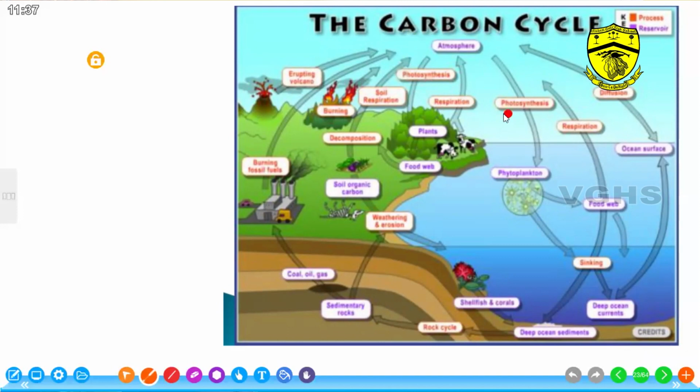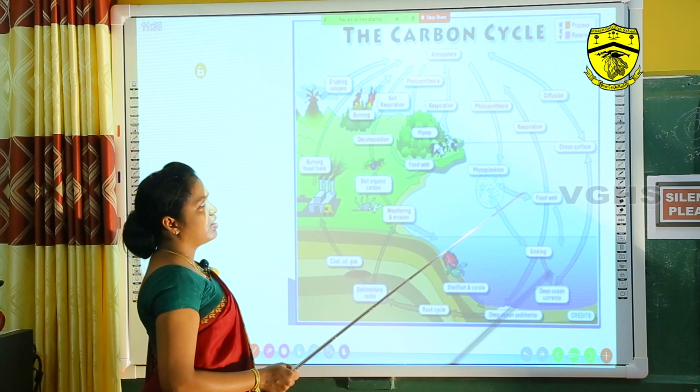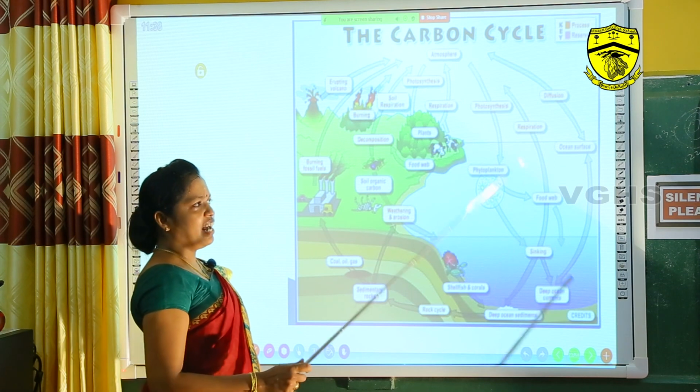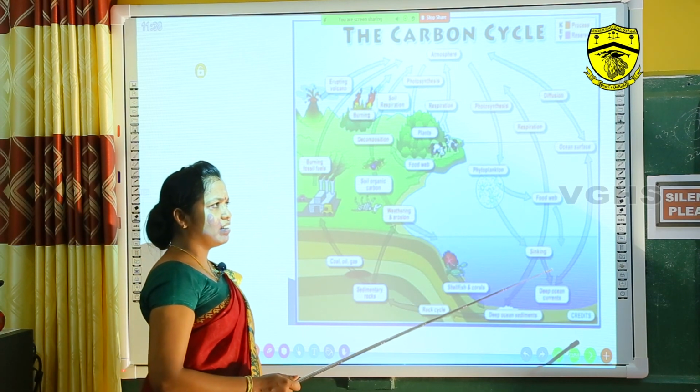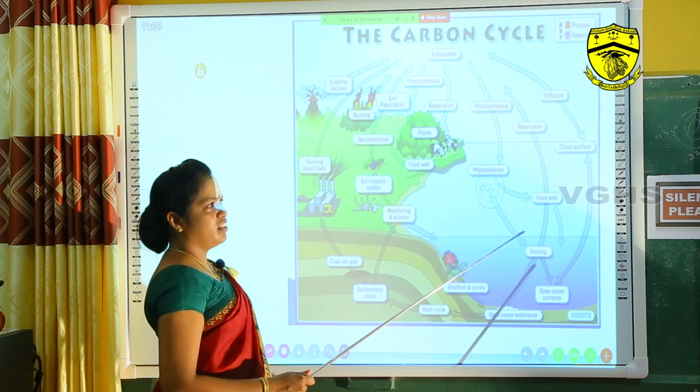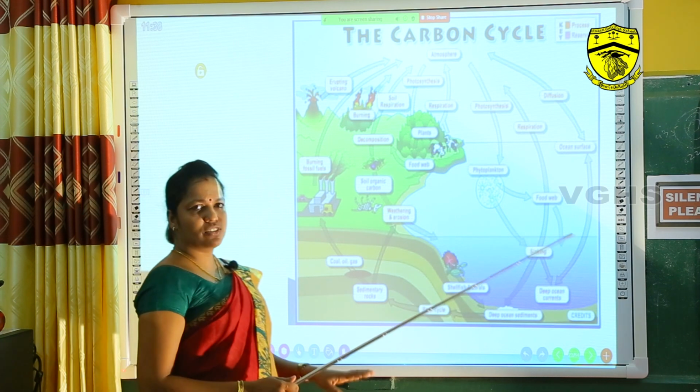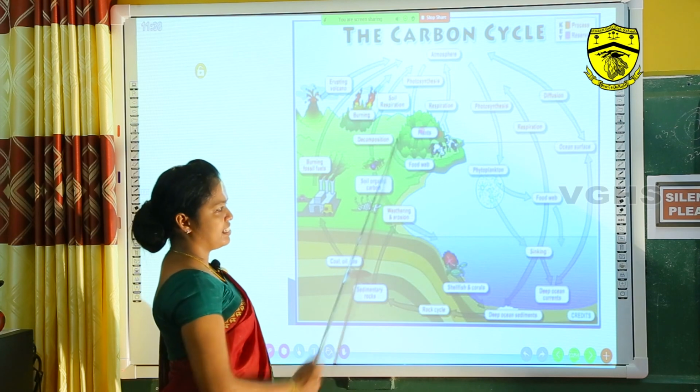The atmosphere is a reservoir. So here the processes are indicated in red color and the reservoirs are indicated in violet or purple color. So you know the processes: respiration, photosynthesis, combustion, decomposition, burning. These are the processes in the environment that liberate carbon dioxide or carbon monoxide into the atmosphere and balance the atmosphere in a cyclic process. So you know that.